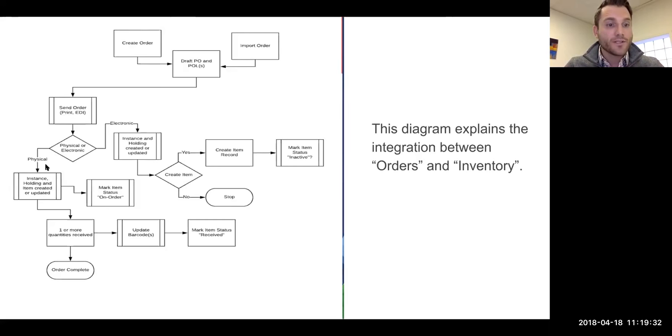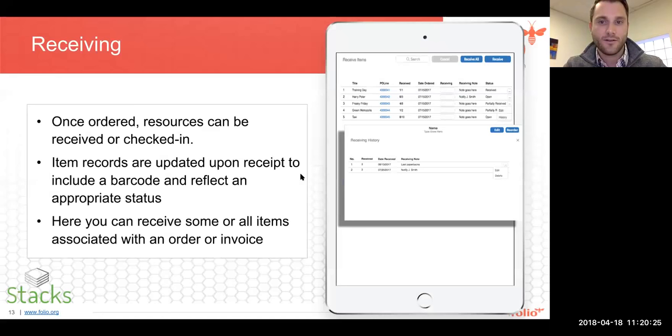For physical things, we are always creating an instance, a holding, and an item. And once we've created the item record, again, we would mark that item status as on order. We would then potentially be receiving one or more quantities of that item and then adding a barcode to that record in inventory so we can keep track of those things, marking their status as received. And then probably that workflow is picked up by folks in other areas of the library, right? Whether that be cataloging, circulation, etc. So this is the very quick summary of the interaction between our orders module, when you actually create something and press send this order, or that order is sent automatically, and what's going to happen essentially in the system to help facilitate the acquisition of those materials.